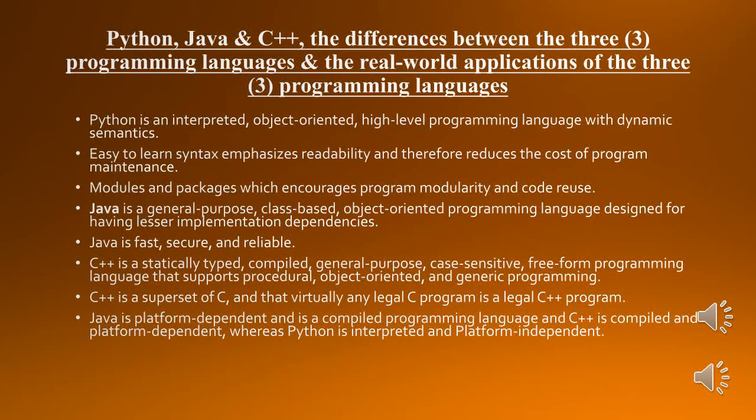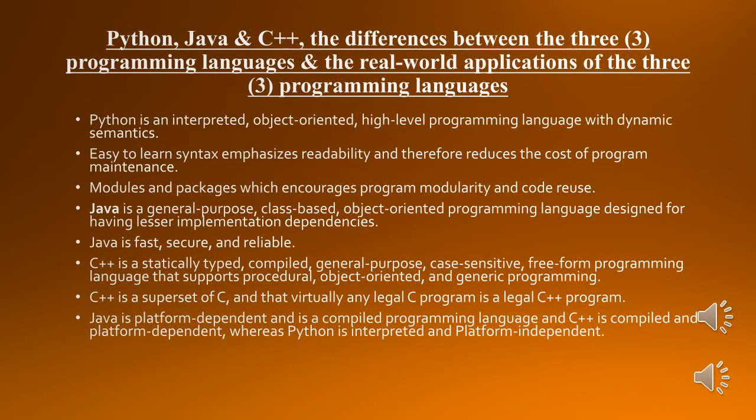A source-level debugger allows inspection of local and global variables, evaluation of arbitrary expressions, setting breakpoints, stepping through the code a line at a time, and so on. The debugger is written in Python itself, testifying to Python's introspective power. On the other hand, often the quickest way to debug a program is to add a few print statements to the source. The fast edit-test-debug cycle makes this simple approach very attractive.